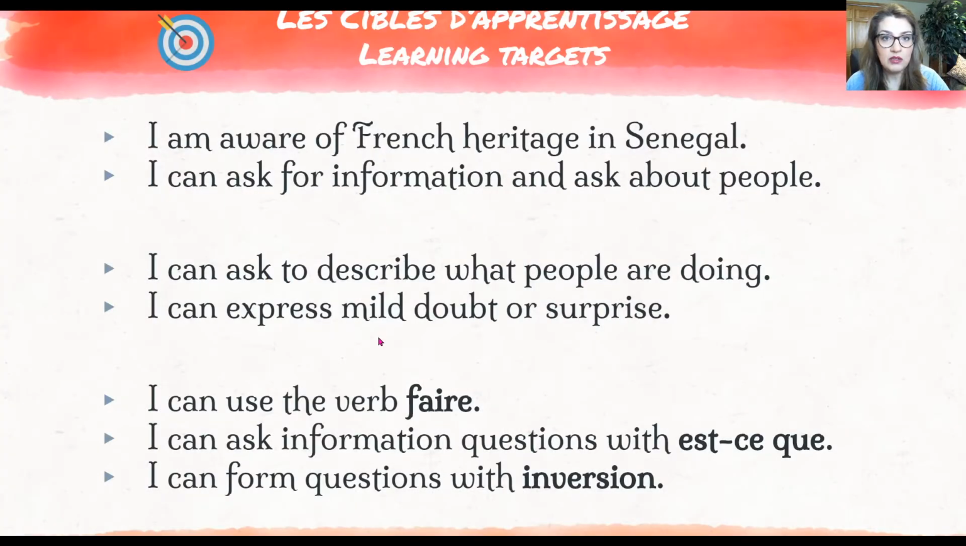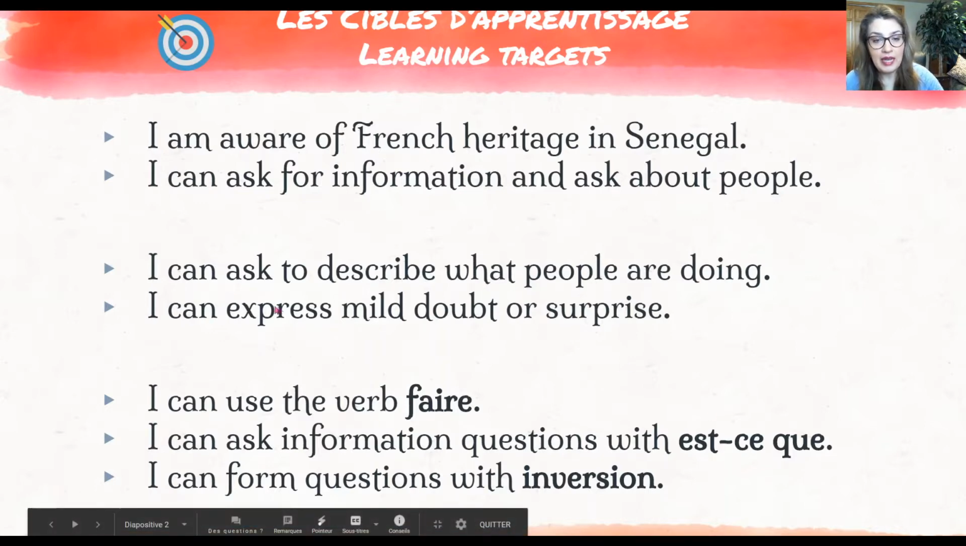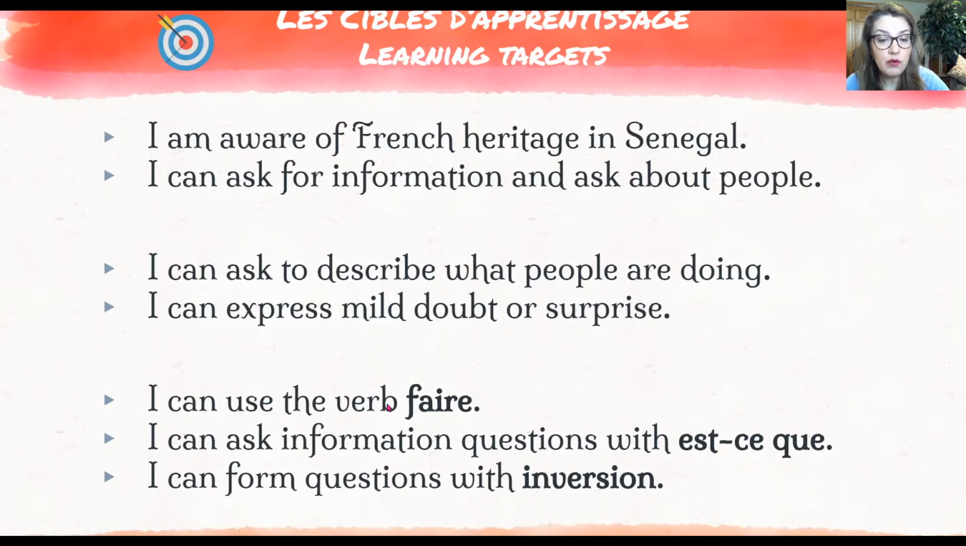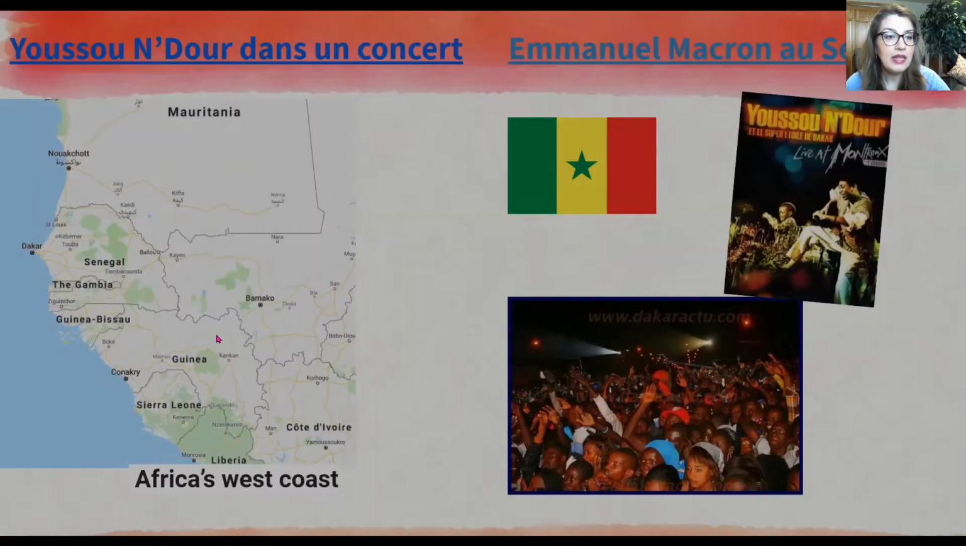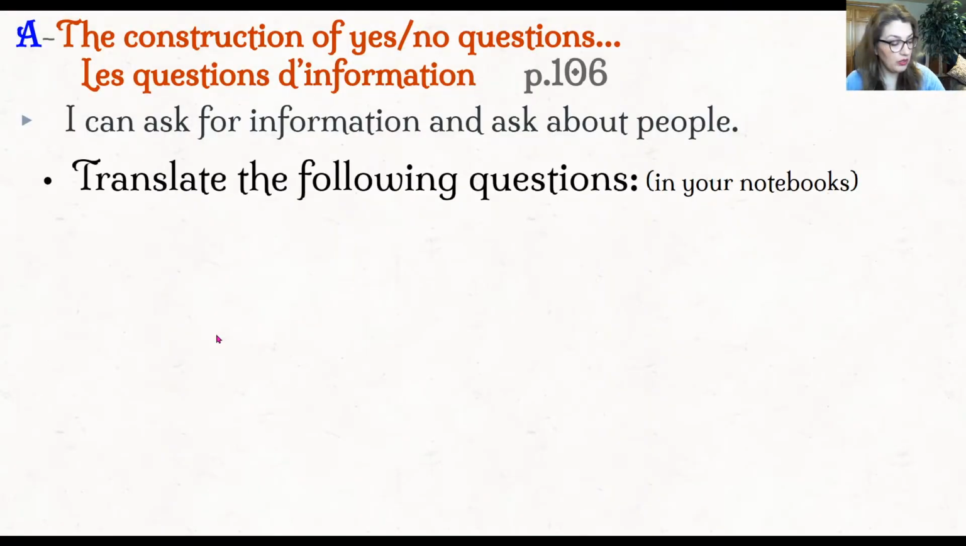So just as a reminder, here are the learning targets. This lesson talks about some culture elements in Senegal. Learning target number 2 is I can ask for information and ask about people. I can ask to describe what people are doing. I can express mild doubt or surprise. I can use the verb faire. I can ask information questions with est-ce que, and I can form questions with inversion. For now, I'm gonna go over the slides that have the explanations of the learning targets.